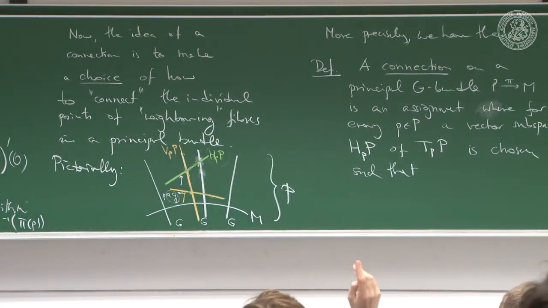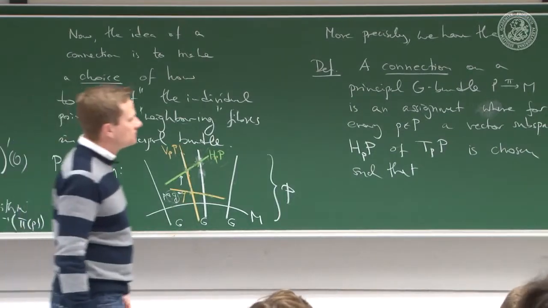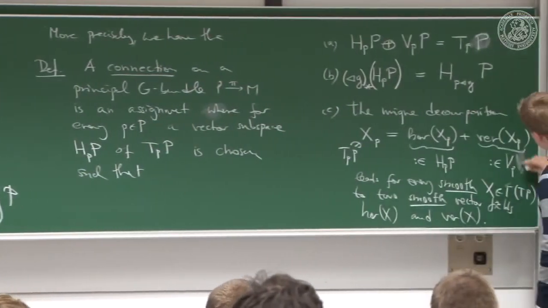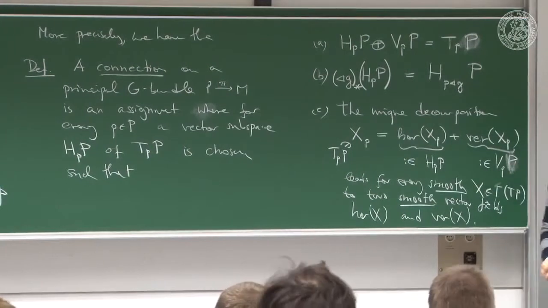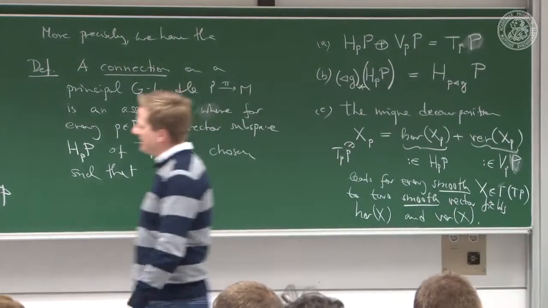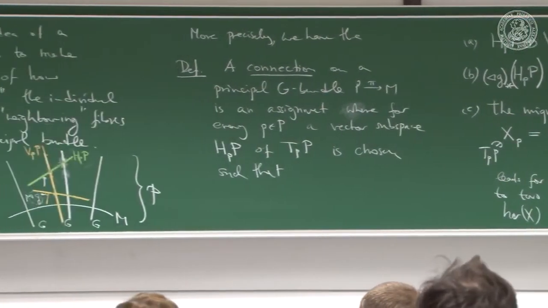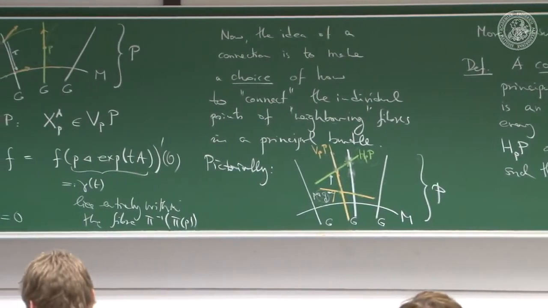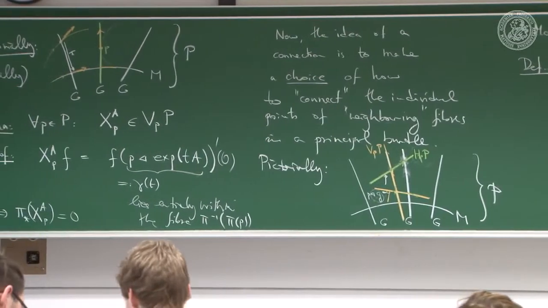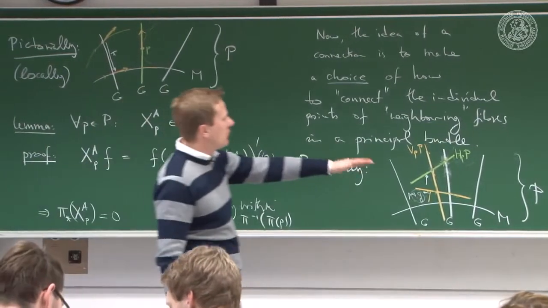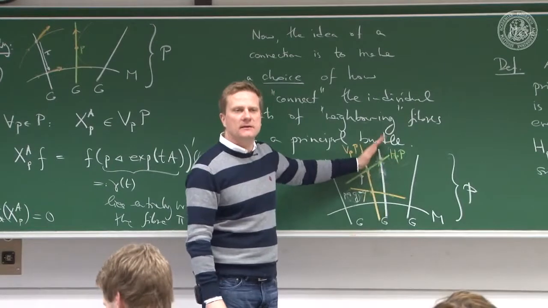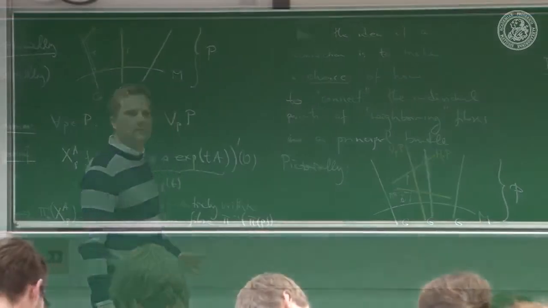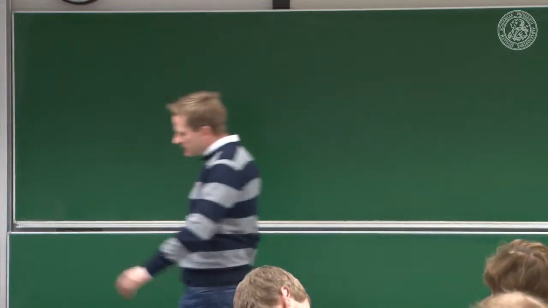Okay. Yes? What is V_P P? It's the vertical subspace of the principal bundle at the point P. Okay? So this just formalizes the intuition we had here. Nothing more, nothing less. So there's an important caveat.